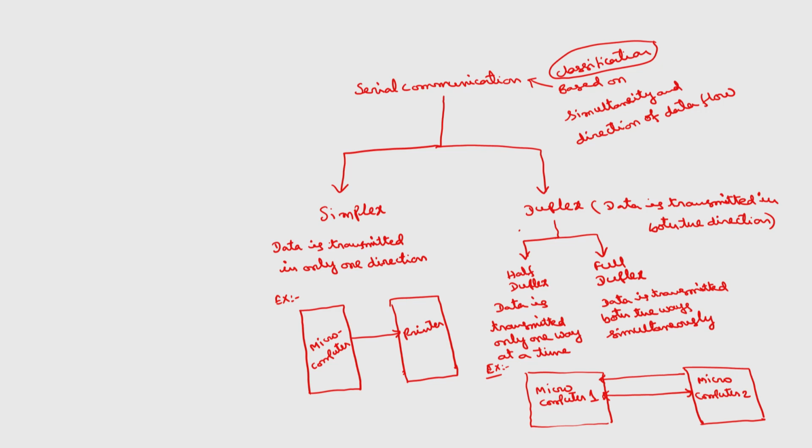So, these are the different classifications of serial communications. One classification is based on synchronous or asynchronous, whether the clock is common or clocks are different, and the second classification is based on the direction and simultaneity of data flow.